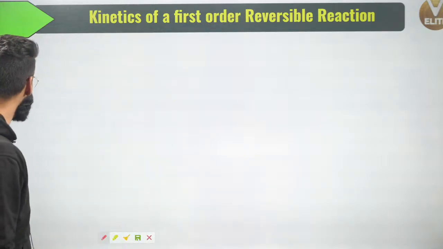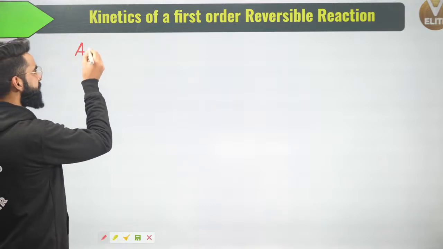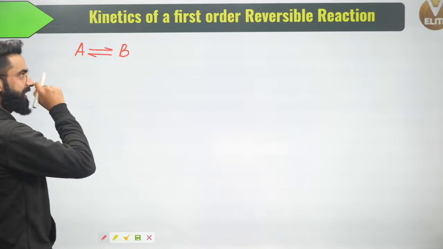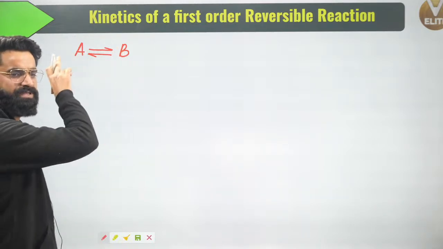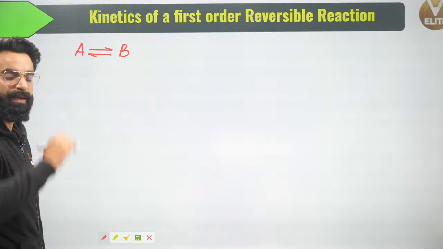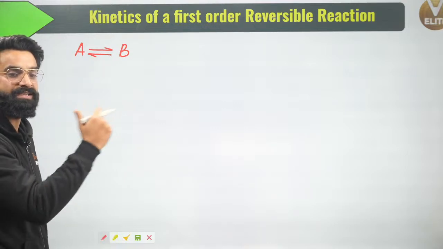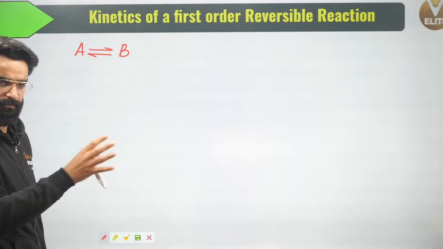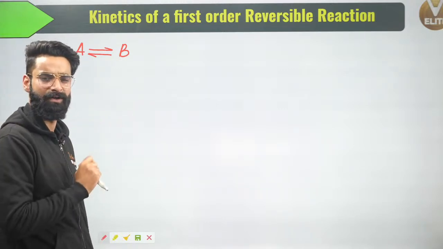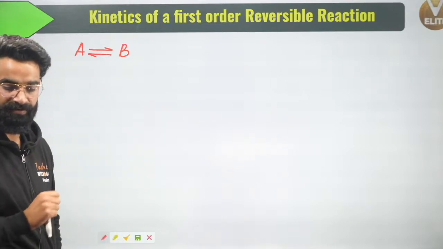And how do we represent these reversible reactions? It's very simple. I just represent the reversible reaction by these two arrows. So these two arrows say that the reaction is reversible. It can proceed in forward as well as backward direction. Well people, since it's a reversible reaction, when should I be calling it a first order reversible reaction? No doubt, we know it's a reversible reaction. It can proceed in both directions, forward as well as backward. Now the point is, when can I call this a first order reversible reaction?